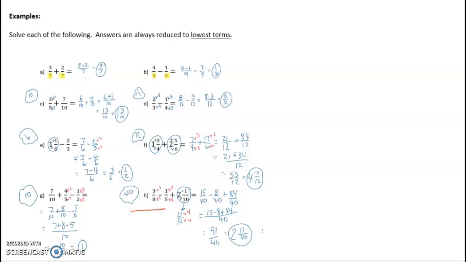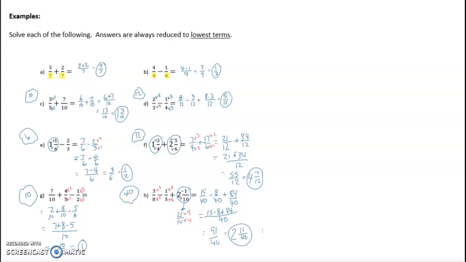And last one, G, 3/8 minus 1/5 plus 2 and 1/10. So the first thing is you want to change this to an improper fraction. So 2 times 10 is 20. 20 plus 1 is 21. So we have 21 over 10. Okay? And we have a denominator 10, a denominator 5, and a denominator 8. So a common denominator here would be 40. Okay?